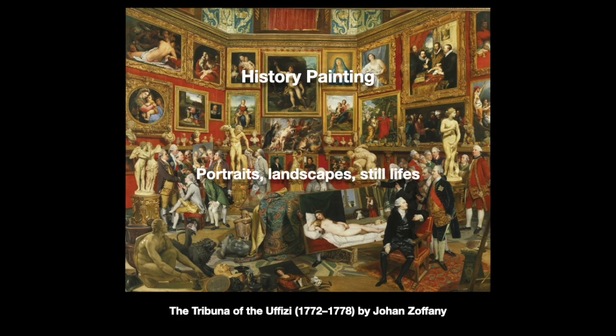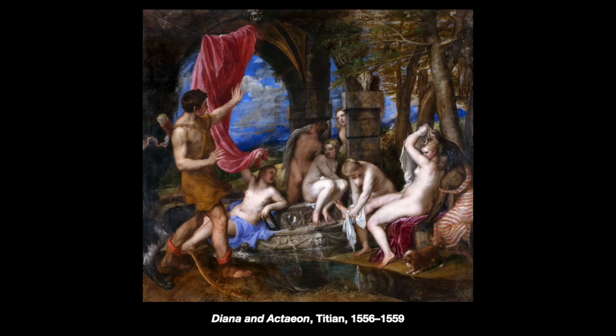And people looked to it for very special, important messages and meanings. So what is history painting, and how is it different from other portraits, landscapes, and still lifes? Well, here's an example of a traditional history painting by Titian in the 16th century, and this captures a lot of the conventions of history painting. It was a massive painting. It was an ambitious painting.